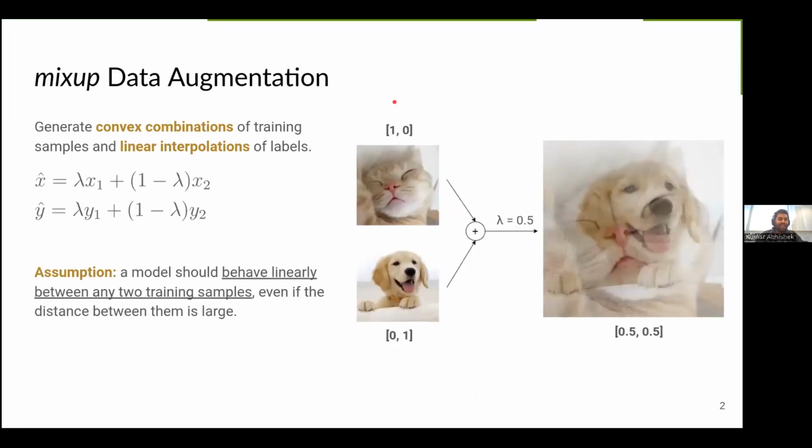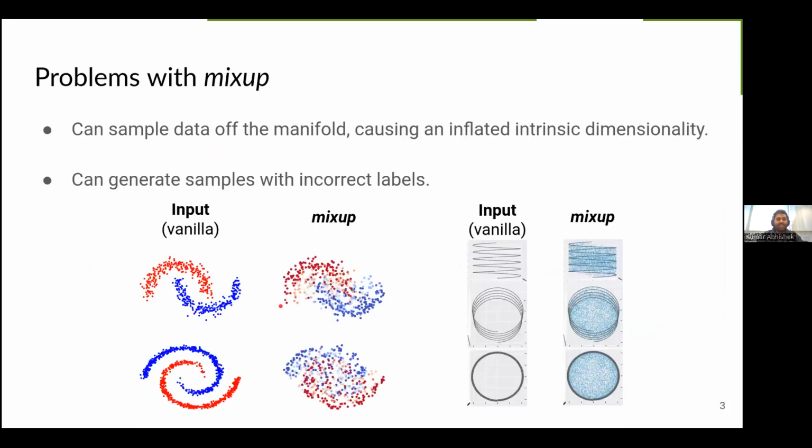We begin by taking a look at the mixup data augmentation method, which generates synthetic samples using convex combinations of images or training samples and linear interpolations of their labels using a hyperparameter lambda. The key assumption of mixup is that a model should behave linearly between a pair of training samples, even if the distance between them is large. This, however, presents some problems, where mixup can sample data off the manifold, causing an inflated intrinsic dimensionality estimate. And it can also generate samples which have incorrect labels.